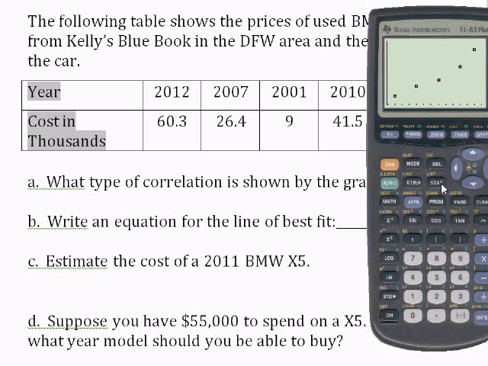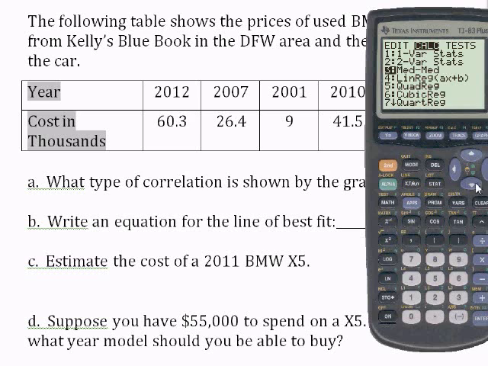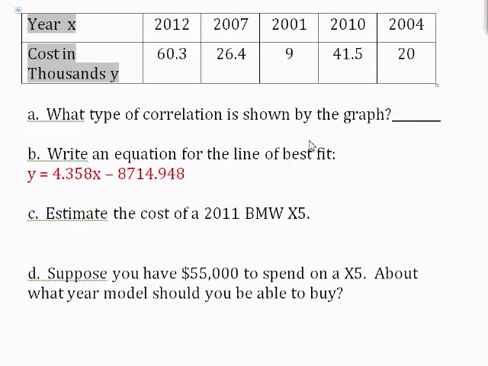Now, we're going to have to use our data to find an equation of the line of best fit. To do that, again, you go stat, calculate, linear regression. Press enter, and enter again. And we get our equation to be y equals 4.358x minus 8714.948. And that would be our equation. Let me go ahead and type that out for you. I went ahead and typed out the equation so we can use it to answer parts C and D.